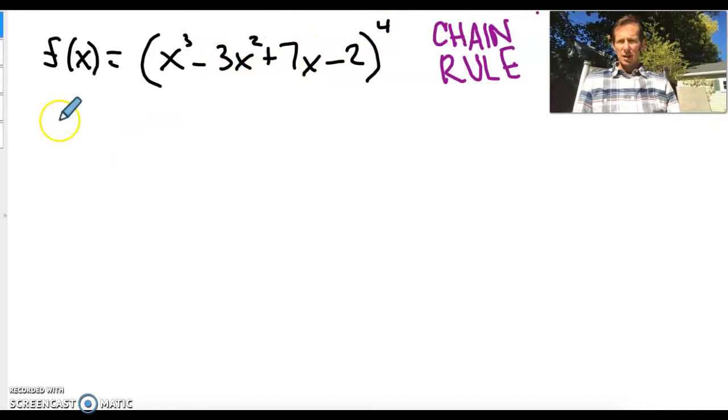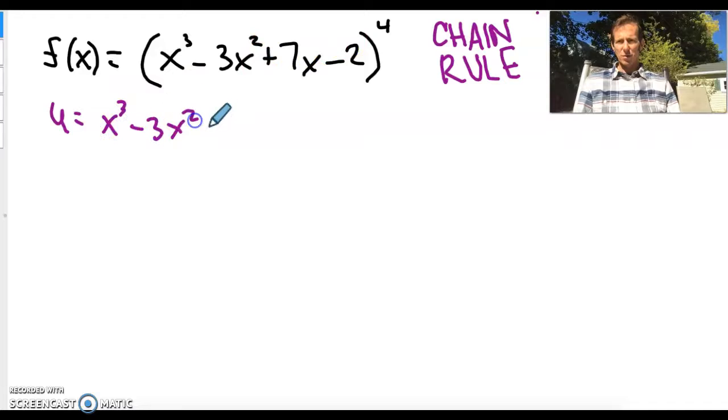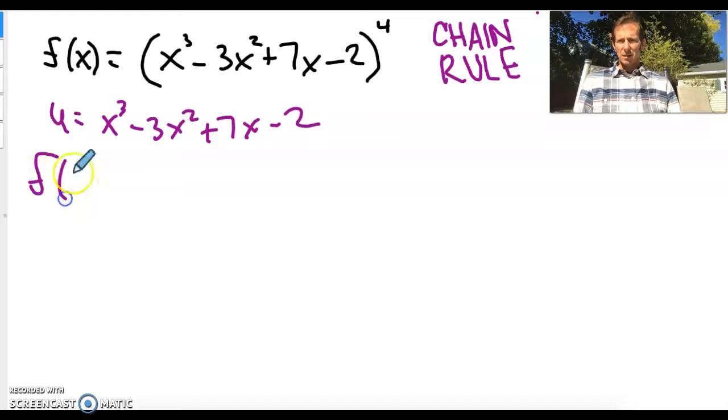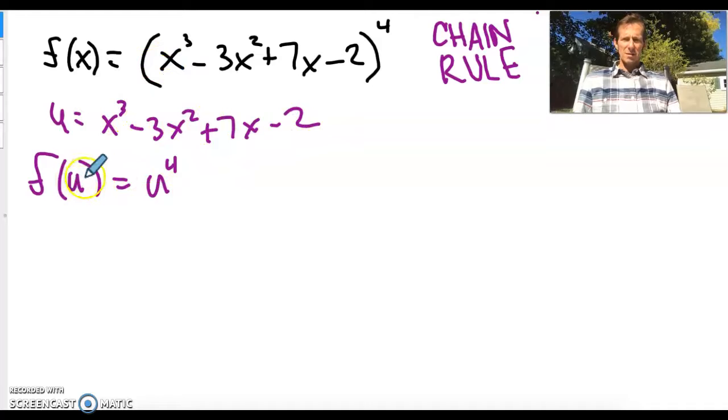So really what I could do is I could call u this stuff on the inside, which is x cubed minus 3x squared plus 7x minus 2. And then this expression could be rewritten as f of u equals u to the fourth. And so what's inside the function, what's inside this u, is this other elaborate function. And so u is the inside function.